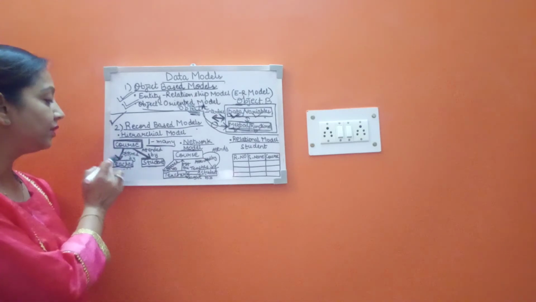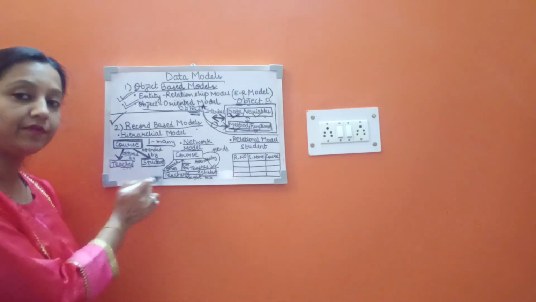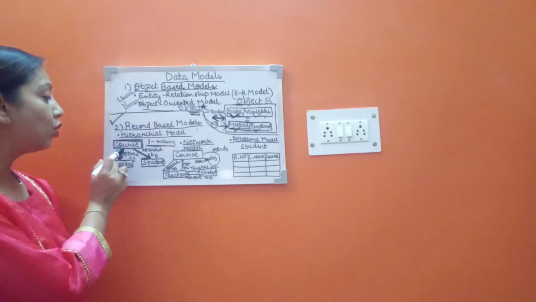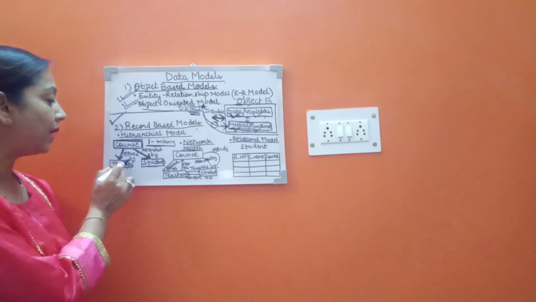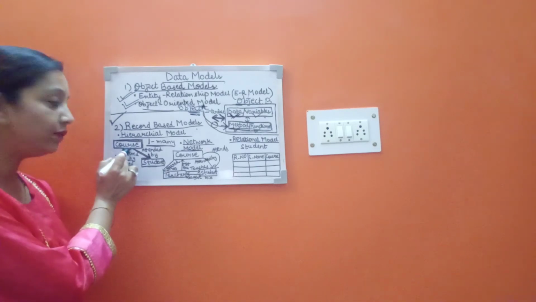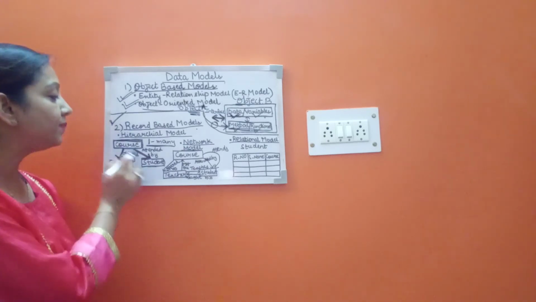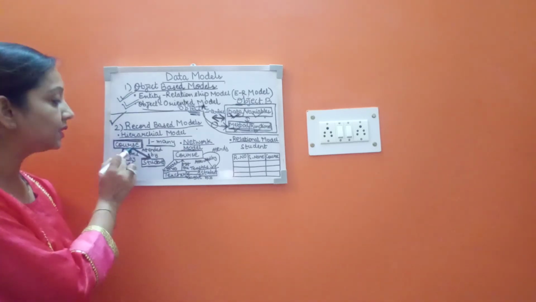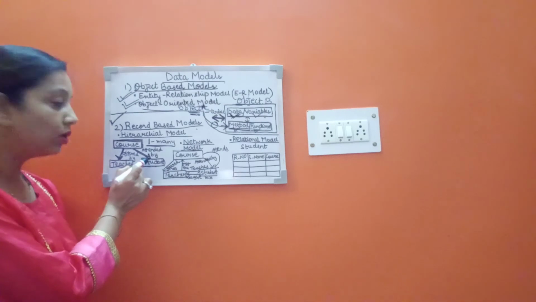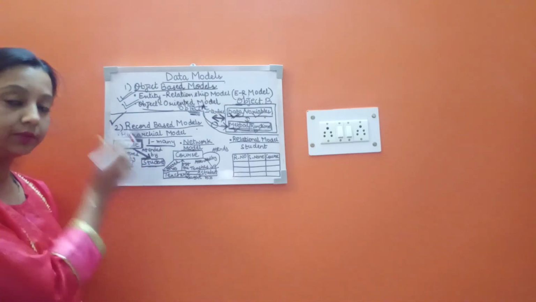These links represent the relationship among different records. Now, course is being offered by teacher. This is the relationship between the course and teacher record. Again, course is being attended by students. This is again the relationship between course and student record.